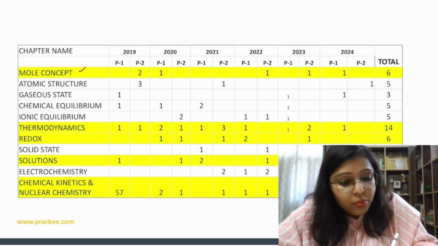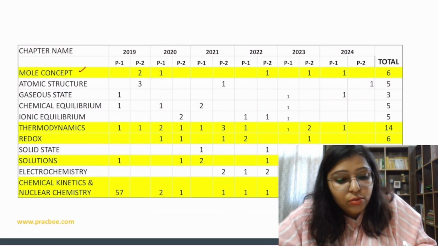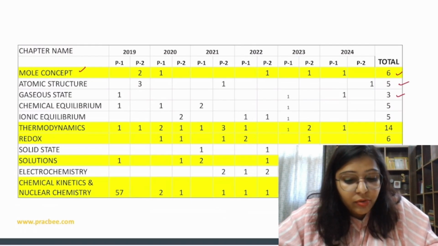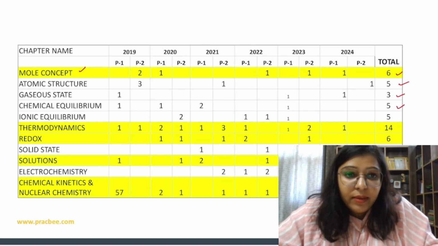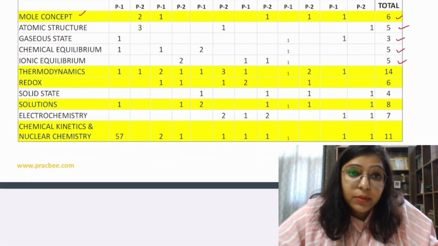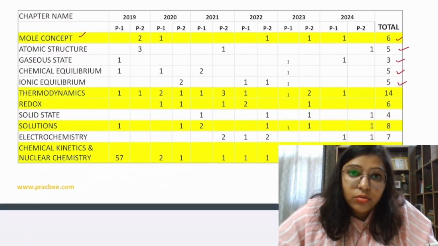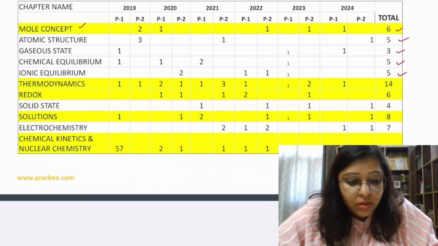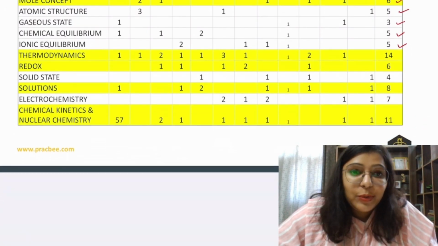So if I talk about the mole concept, from 2019 to 2024, you have 6 questions in total. Atomic structure, you have 5 questions. Gaseous state, 3 questions. Chemical equilibrium, 5 questions. Then ionic equilibrium, 5 questions. Now thermodynamics, you have 14 questions, right? From 2019 to 2024 total. Redox, 6 questions. Solid state, 4. Solutions, 8. Electrochemistry, 7. And chemical kinetics and nuclear chemistry, total 11.